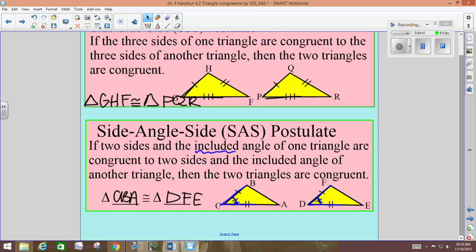Two ways to prove triangles congruent: side, side, side, or side, angle, side. If you can't match those up, then the two triangles won't be congruent. All right, so our first example is a proof.